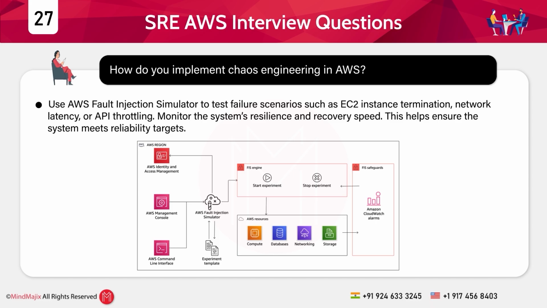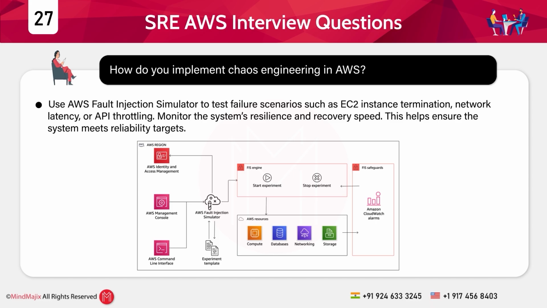So these experiments are run in a controlled environment, ideally during off-peak hours or in a staging environment to avoid unintended customer impact. During the test, I would monitor the system metrics and logs in CloudWatch, track distributed traces in X-Ray, and observe how quickly the system detects and recovers from the fault. I would also validate whether the failover mechanisms such as auto-scaling or Route 53 health checks perform as expected. The findings from these experiments would be documented to improve the architecture, automation, and incident response processes.